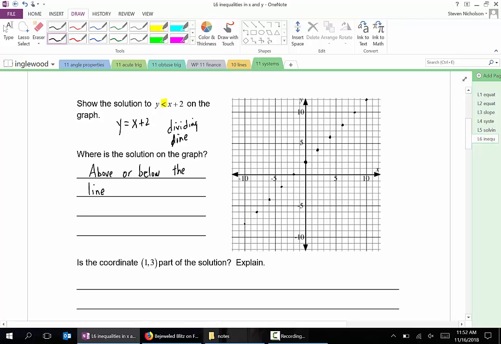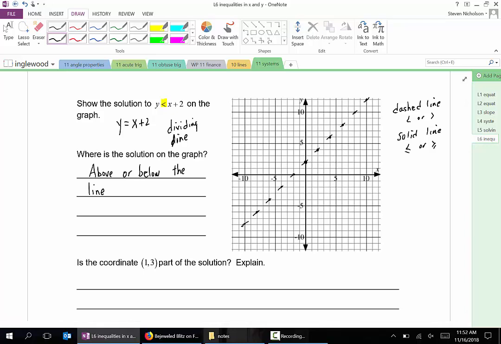So again, I'm just going to put some dashes, and the dashes represent not including. So again, I'll make a little note over here: dashed line. That's when you have less than or greater than. And a solid dividing line, meaning including, is when you have less than or equal to, or greater than or equal to. So all we have to do is decide which part of the line the truth lies, above it or below it.